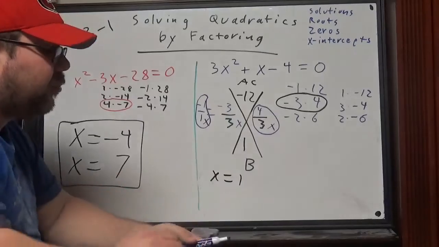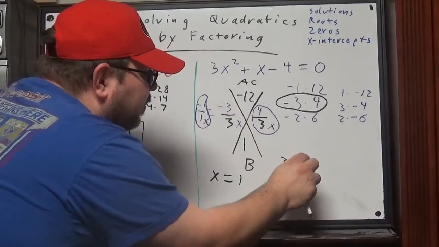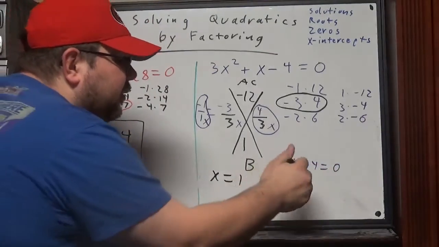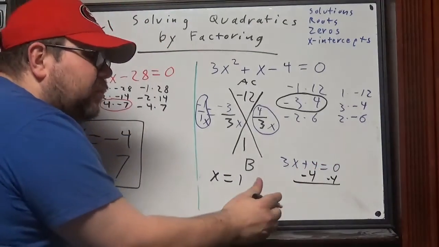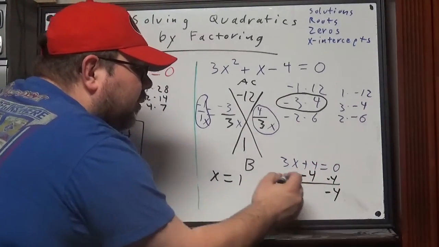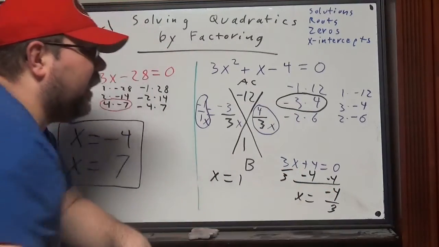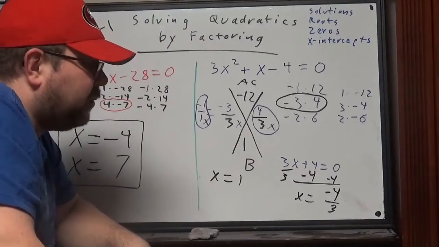And then the other one, you can do the same thing. 3x plus 4 equals 0. And this is one you can solve the equation. Minus 4 on each side. Divide by 3. And you get x equals negative 4 over 3. I'm not going through how to solve an equation process.